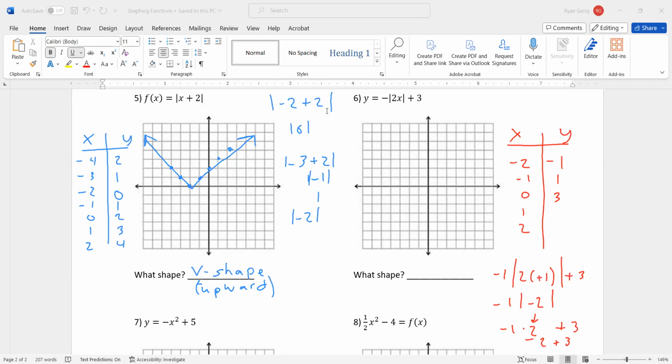Now, the positive one, watch what happens. 2 times +1 is +2. The absolute value of +2 is still 2. -1 times 2 is -2. -2 plus 3 is 1. You can probably guess that when you put 2 in, you're going to get -1. Don't believe me? Try it, but it does. -1, 1, +1, 1. And then 2, -1, -2, -1. Connect them, and you get the V, but it's upside down.